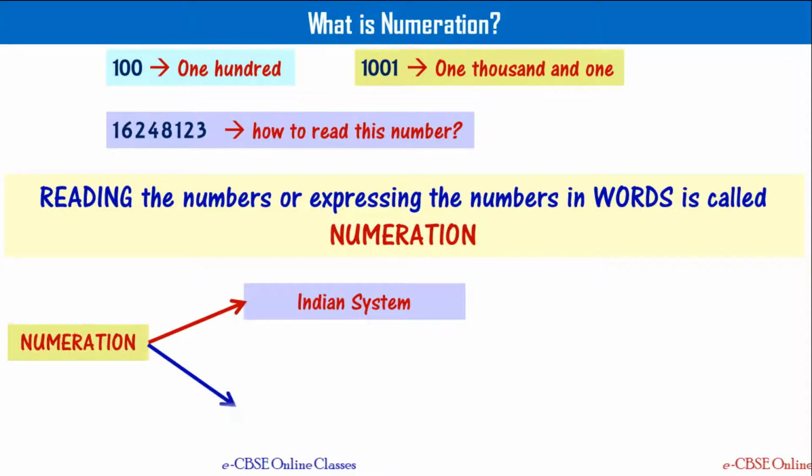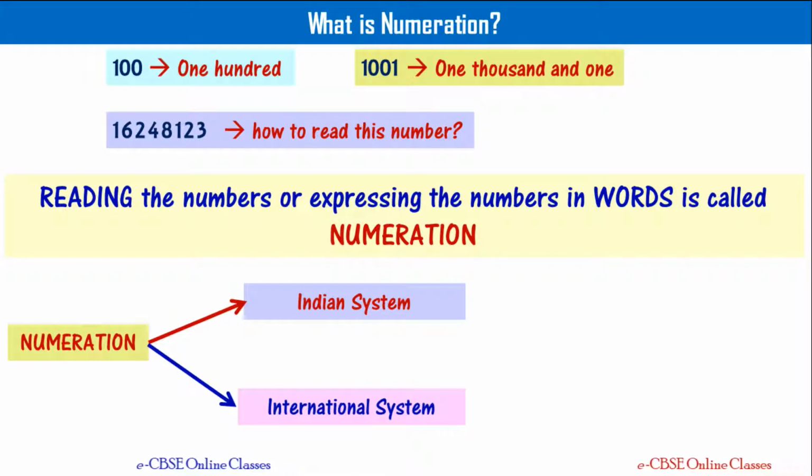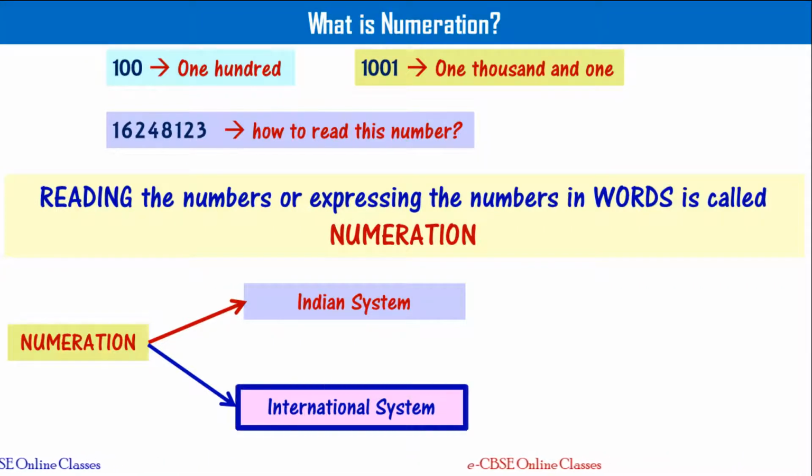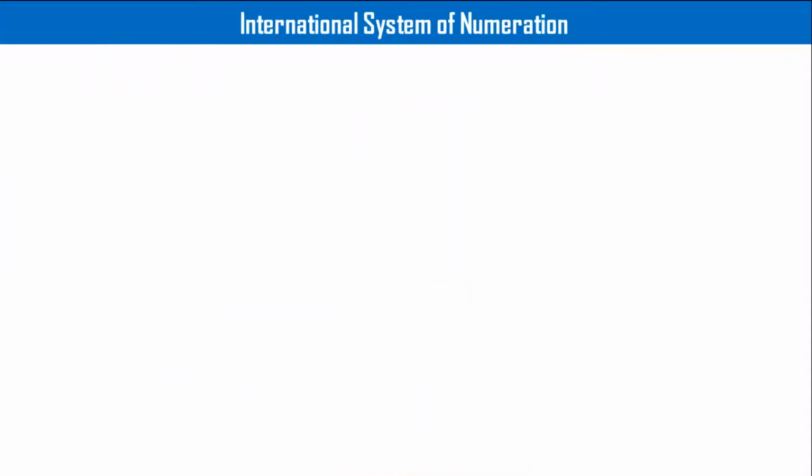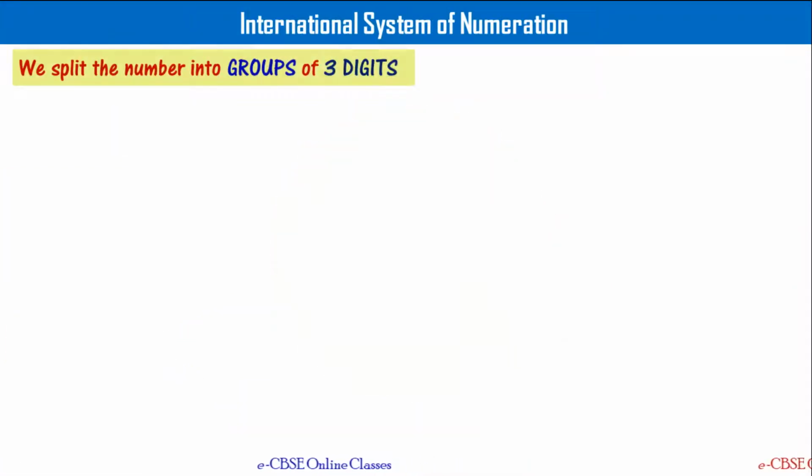We have two systems of numeration. One is Indian system of numeration and another is International system of numeration. In this video, we discuss International system of numeration. In International system of numeration, we split the number into groups of 3 digits.